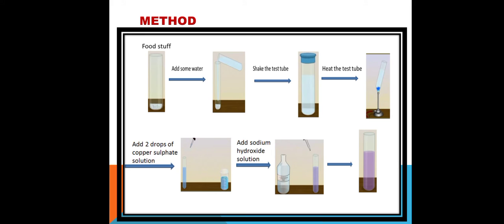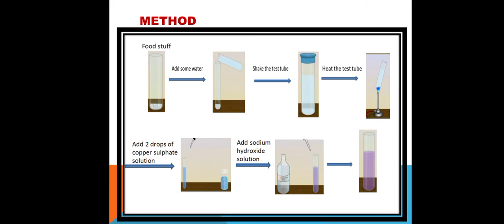After the test tube has cooled down, add 2 drops of biuret solution, 2 drops of copper sulfate solution and 2 drops of sodium hydroxide solution. The food sample turns violet or purple in color. It confirms the presence of proteins in the food sample.